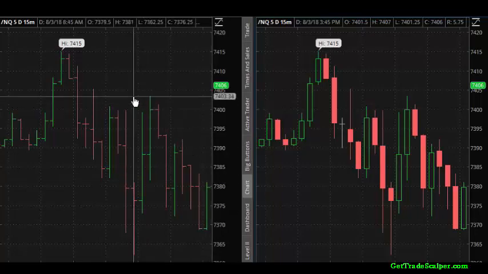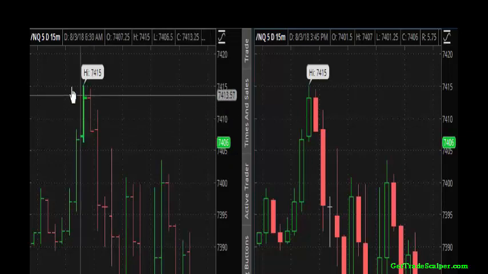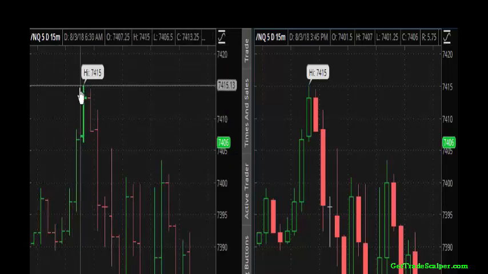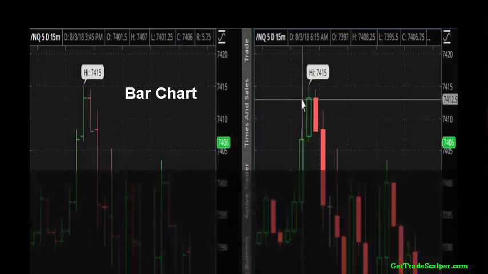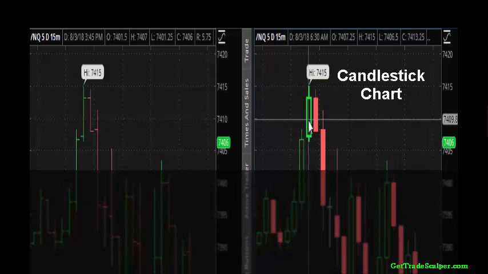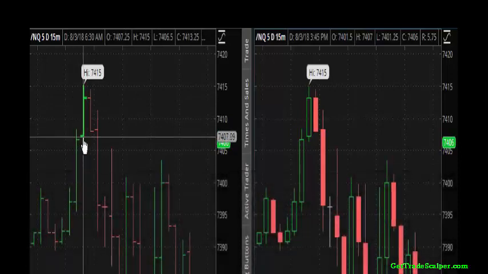All right, so here we have some live charts we have set up for you today. I'll just do some examples here. It's the NASDAQ 15-minute chart. This is a bar chart. And we have the NASDAQ 15-minute candlestick. All right, so on this bar chart you can see here, we'll start with this bar here.